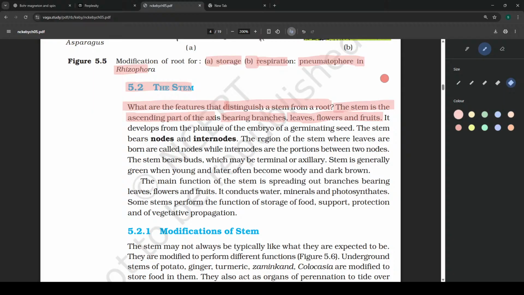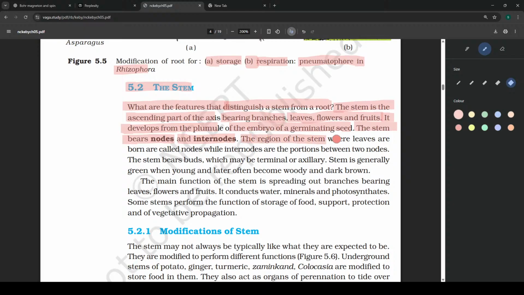The root is the same thing as it bears lateral roots, secondary roots in case of taproot system, but instead of going up, it is a descending axis. It goes down in case of taproot system. The stem develops from the plumule of the embryo of the germinating seed. Radicle is the future root, plumule is the future shoot. The stem bears nodes and internodes. I have told about this as well.